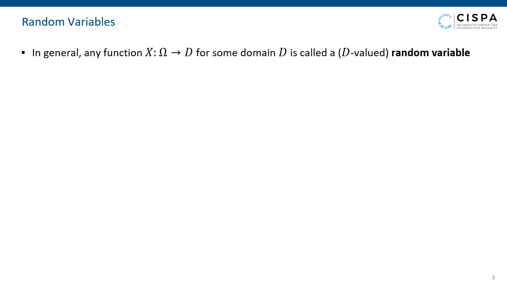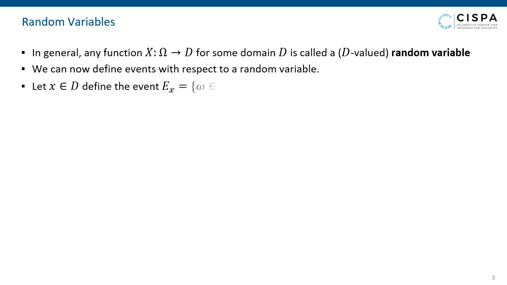So, what's a random variable? How is it defined? Well, the formal definition is given as follows. A random variable is a function X that maps from the sample space Omega to some domain D. We can now associate events with this random variable. Namely, for every x in this set D, define the event E_x as the set of all lowercase omega in the sample space such that X of omega equals x.